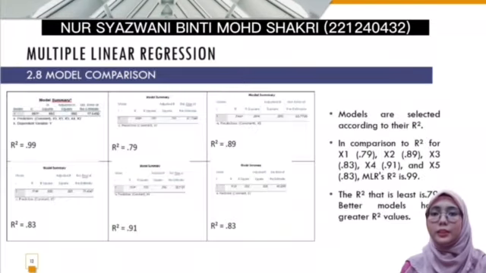For the model comparisons, models are selected according to their R2. In comparison, R2 for x1 is 0.79, x2 is 0.89, x3 is 0.83, x4 is 0.91, and x5 is 0.83. MLR's R2 is 0.99. The lowest R2 is 0.79. Better models have greater R2.